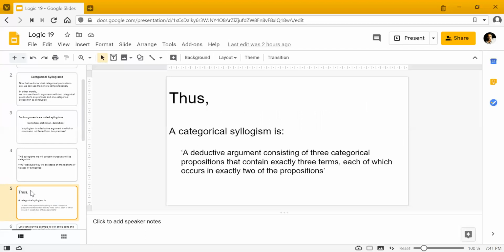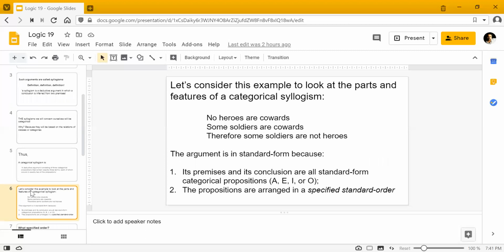Thus, a categorical syllogism can be defined as a deductive argument consisting of three categorical propositions that contain exactly three terms, each of which occurs in exactly two of the propositions. So you have three terms, each used in exactly two of the three propositions. This will be more clear when we look at some examples.